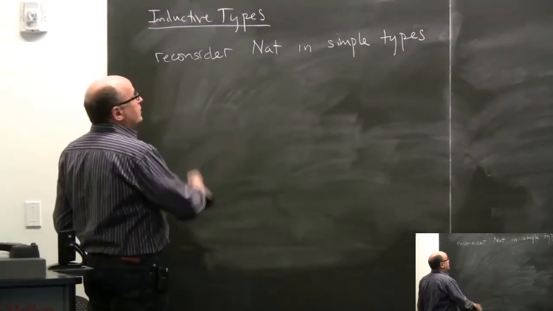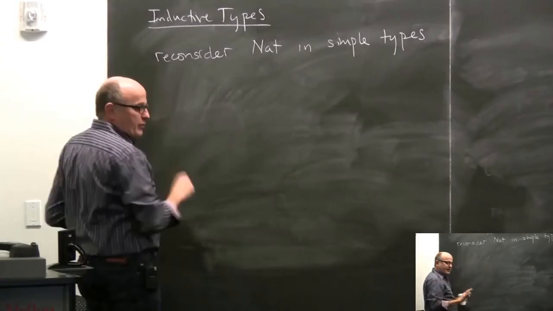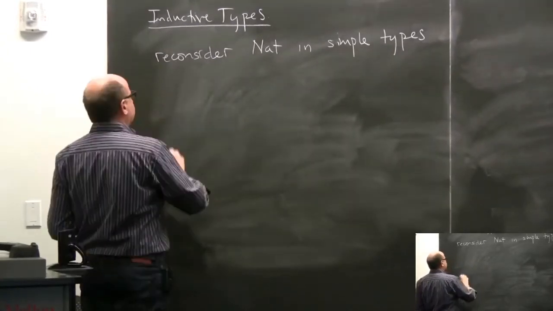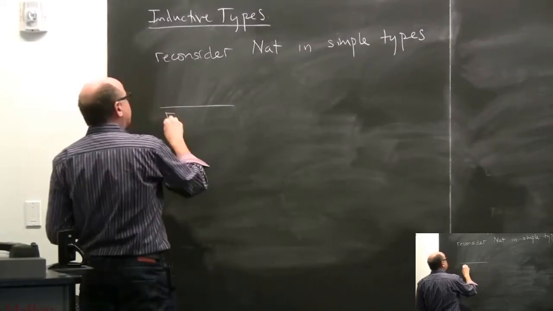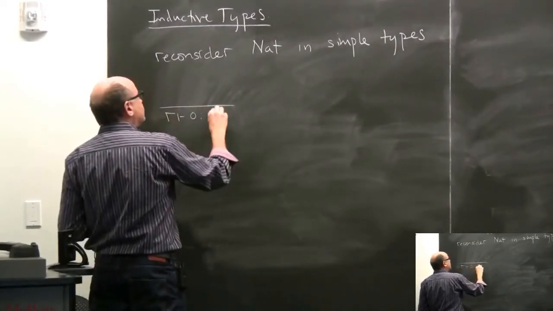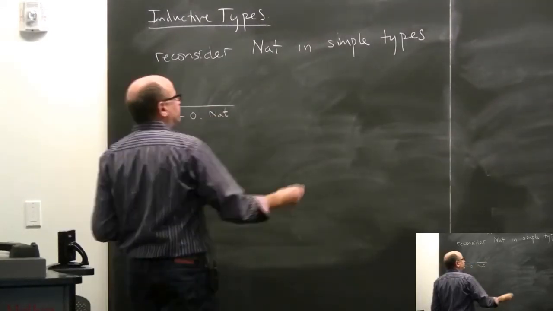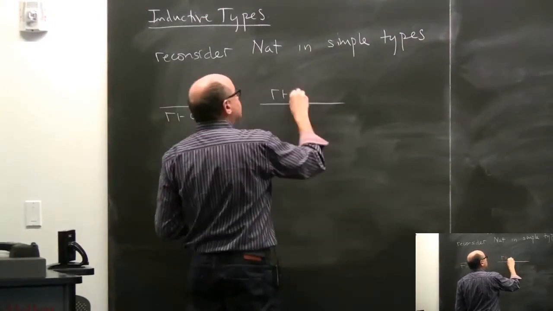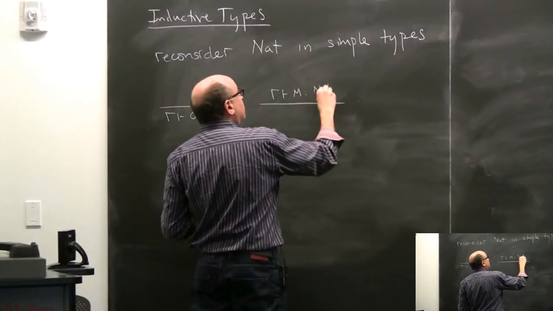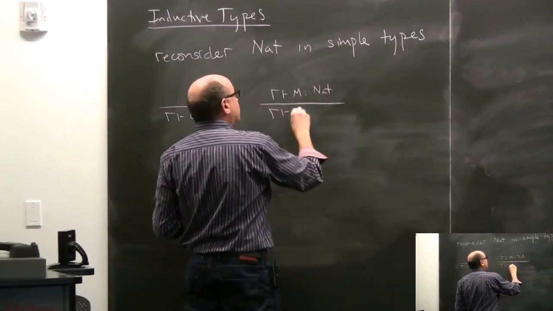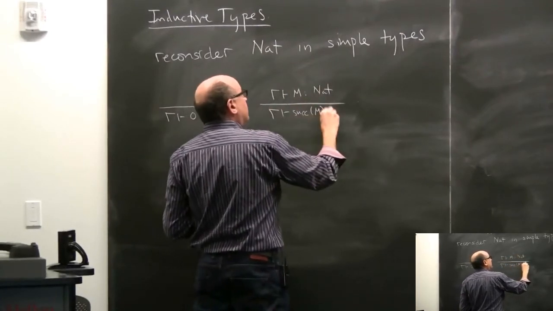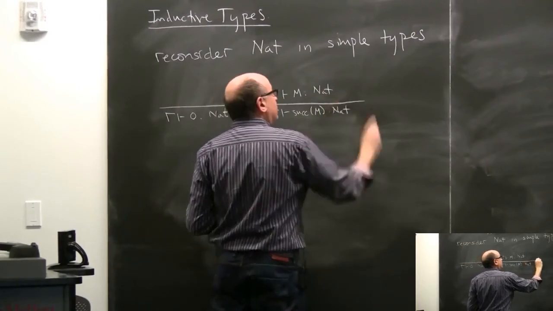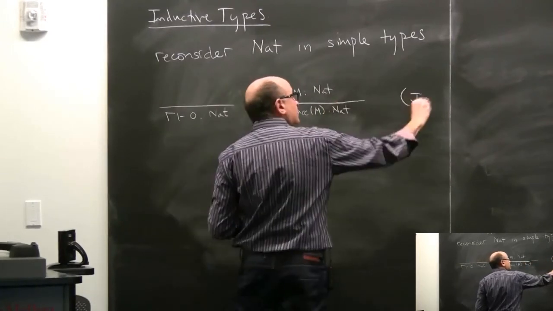So reconsider NAT. We're going back in time now, so we can kind of relax a little bit. Remember that we had introduction rules. We said 0 is a NAT. And we said, if M is a NAT, then successor of M is a NAT. Okay, so those were the introduction rules.